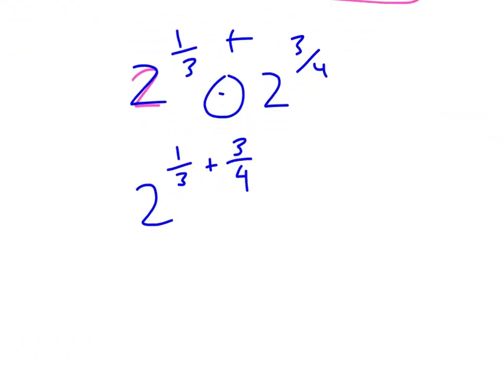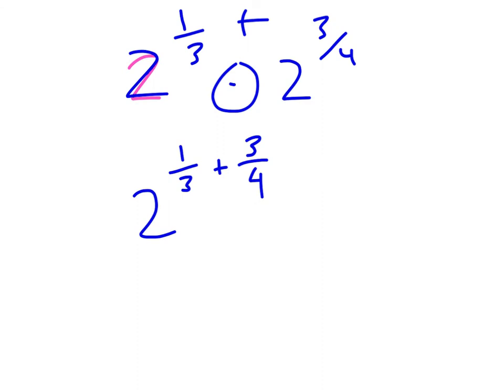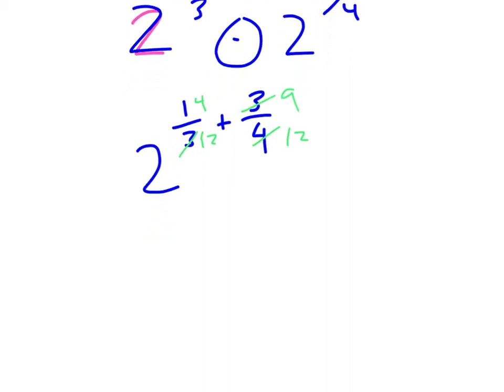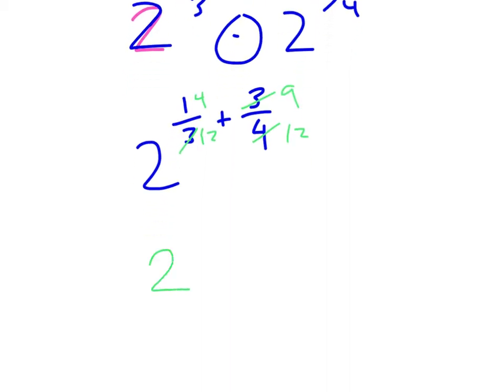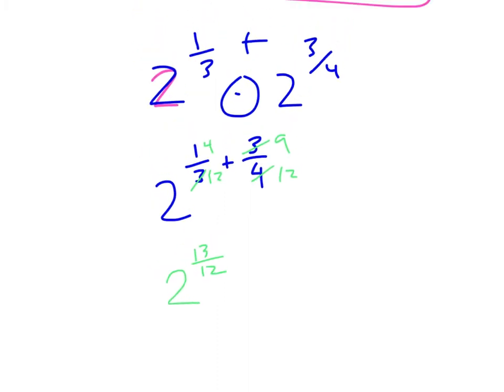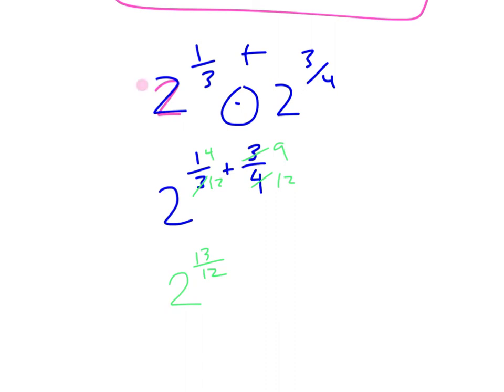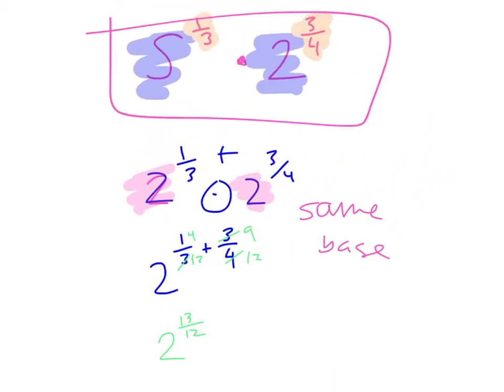So here we're adding. In order to add these, we would need to find a common denominator, which would be 12. So I have to multiply the top and the bottom here by 4, and then the top and the bottom here by 3. And then we just add, so this would be 2 raised to the 13 over 12 power. So this would be if they had the same base. But if they don't have the same base and don't have the same exponent, I can't do anything with them.